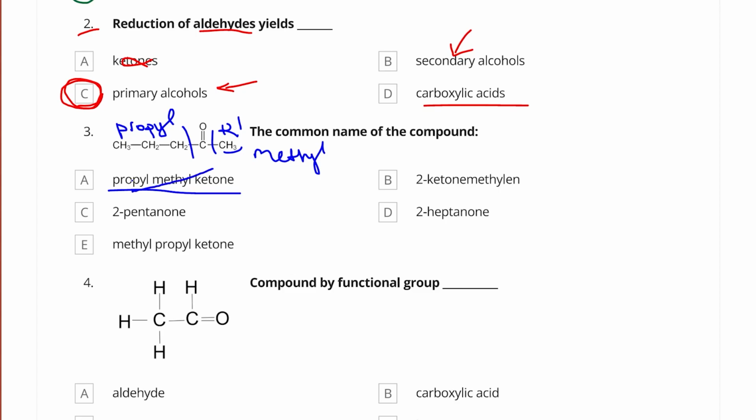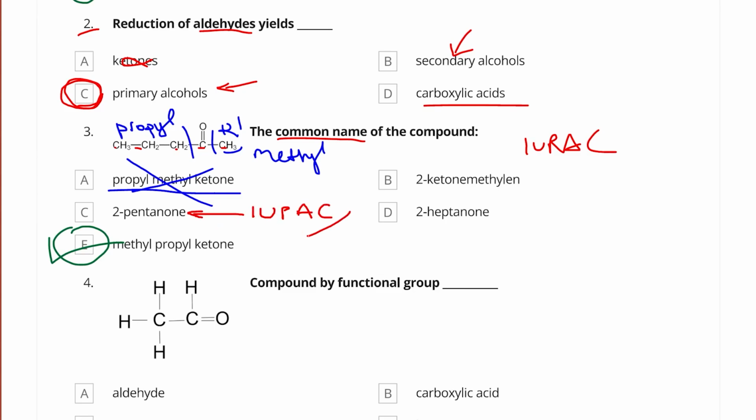Or no, I hear your voice. No, I said methyl propyl. The meth comes from propyl. This is the answer. What is the IUPAC name? I assume the question is asking for the IUPAC name. The IUPAC name will be 1, 2, 3, 4, 5, pentanone, 2-pentanone. So this is the IUPAC name, 2-pentanone.